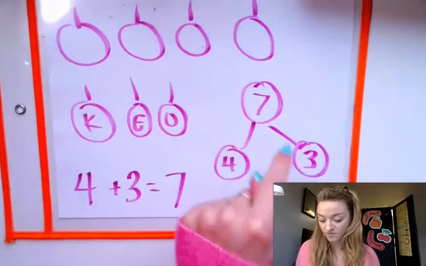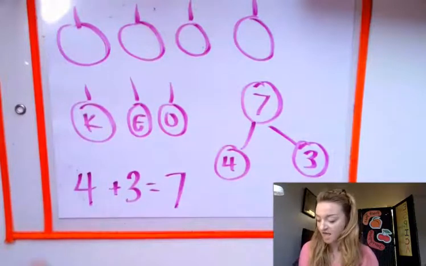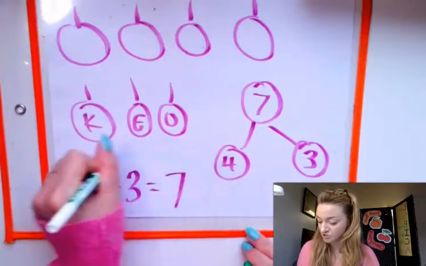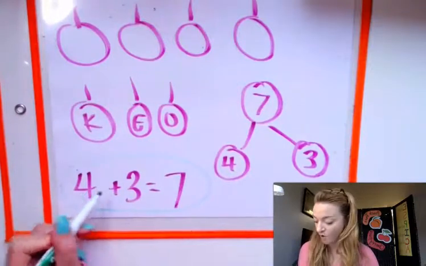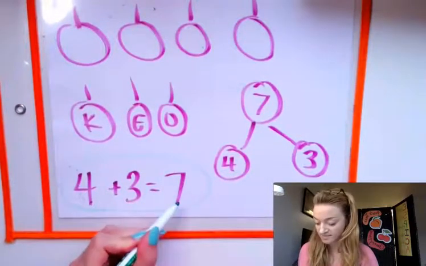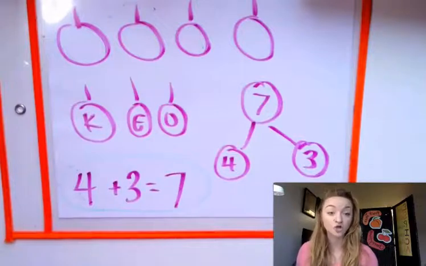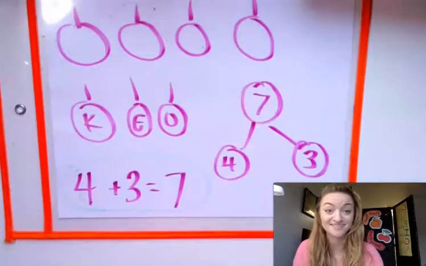So I have 4 and 3, and together that makes 7. And so my number sentence, I'm going to circle in green so you can see it. 4 plus 3 equals 7. That's how I showed this problem with a number sentence. How did you show this problem with a number sentence?